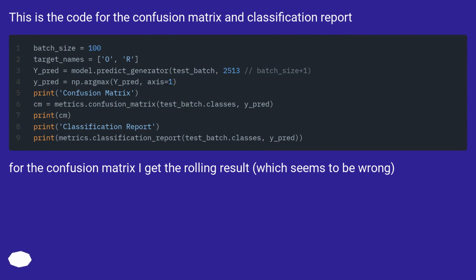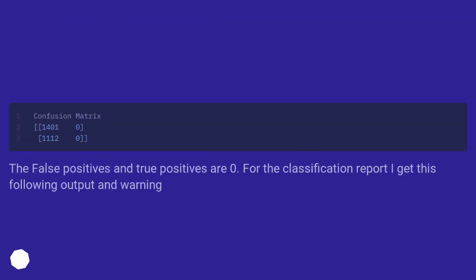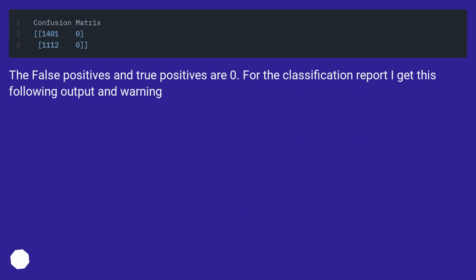This is the code for the confusion matrix and classification report. For the confusion matrix I get the following result, which seems to be wrong. The false positives and true positives are 0. For the classification report I get the following output and warning.